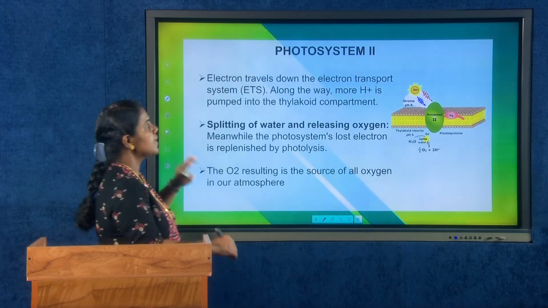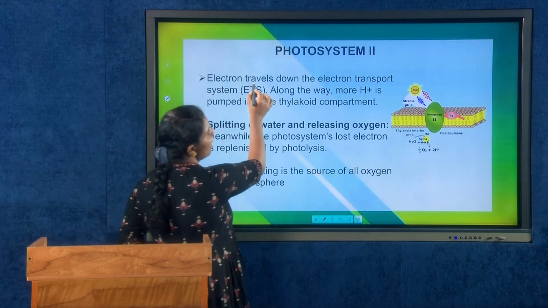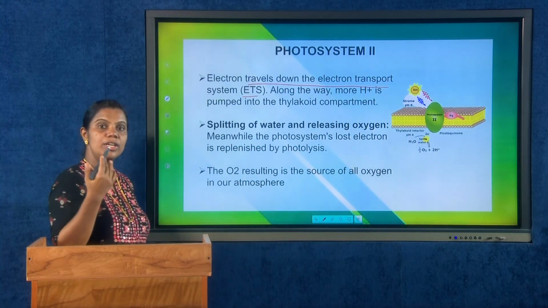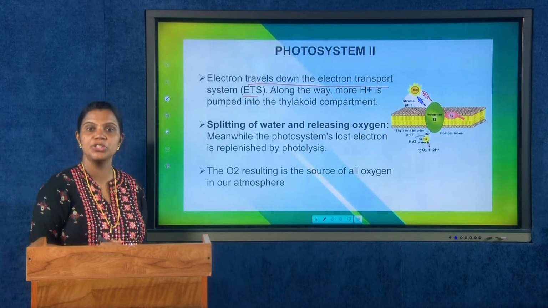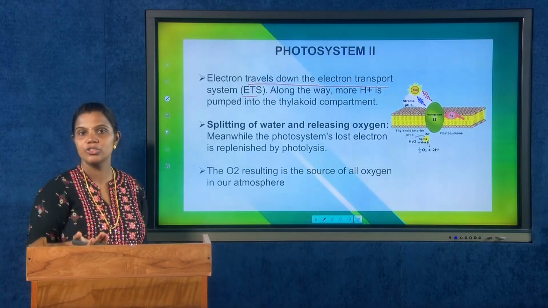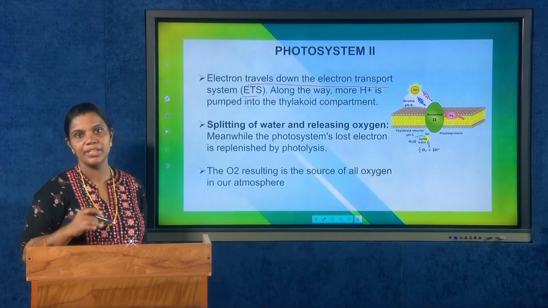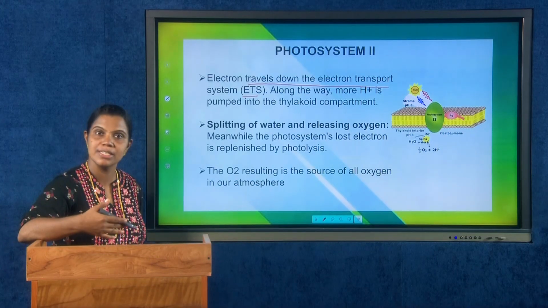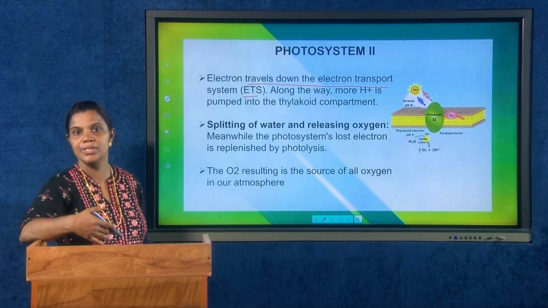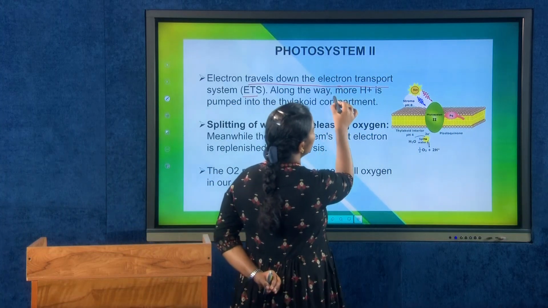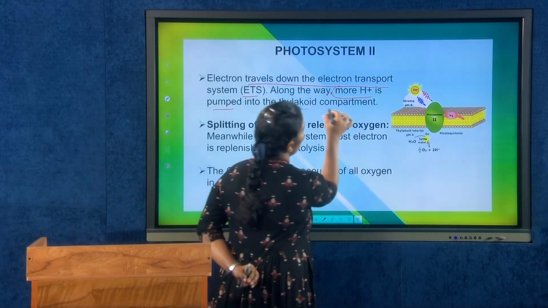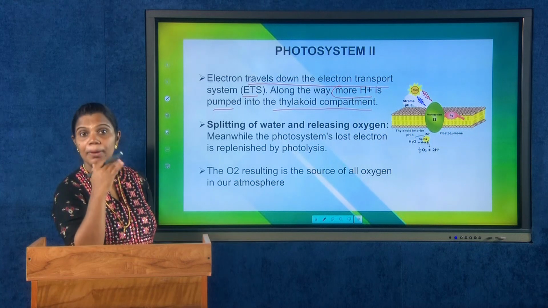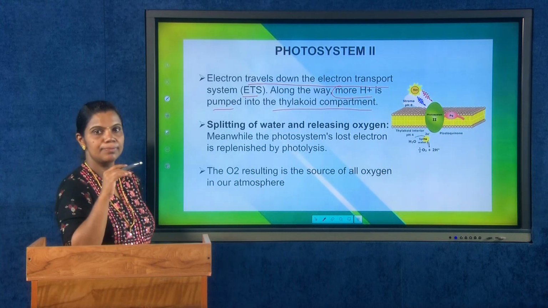Then what will happen? These excited electrons, very important, will travel down the electron transport chain, that is the ETS. We have discussed in the previous lectures what electron transport proteins are. So, here they will function, transferring the electrons to the next photosystem or the region of requirement for the synthesis of the energetic biomolecules. Okay. Along the way, more protons are being pumped into the thylakoid compartment. We know that as a consequence of water splitting, the protons are generated and pumped to the thylakoid compartment.